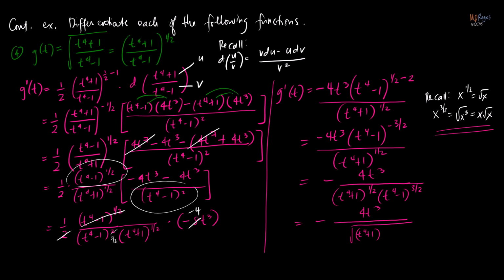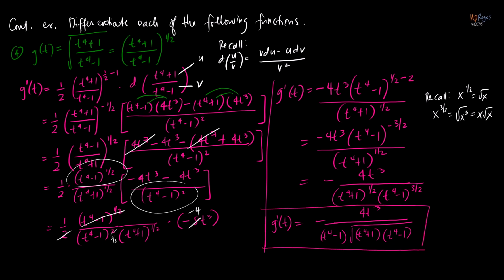So just like this form, there will be one t to the fourth minus 1 outside of the radical symbol, and the other t to the fourth minus 1 must be inside the radical sign. This is the final answer in simplified radical form. This is the derivative of g of t. You see, the differentiation process actually stopped at this line, and from then on we just simplified the final answer using algebra.